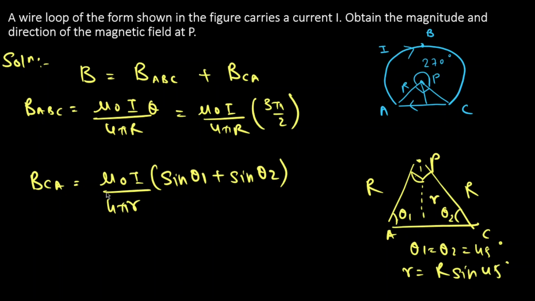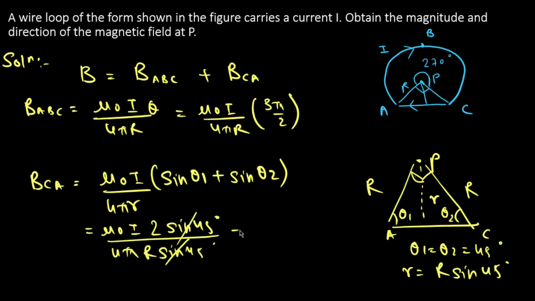So let's put all these values. We will get mu naught I, since theta 1 and theta 2 are equal, which is equal to 45 degrees, I can write this as 2 sine 45 divided by 4 pi, and small r is r sine 45, so r sine 45. Sine 45 will get cancelled, and you will have mu naught I upon 4 pi r into 2.